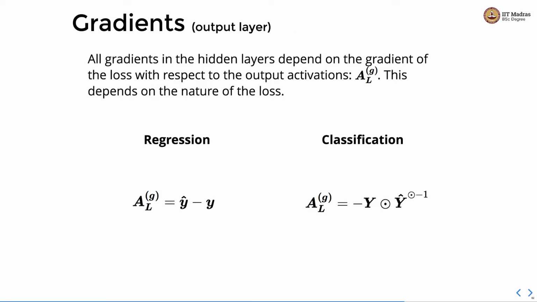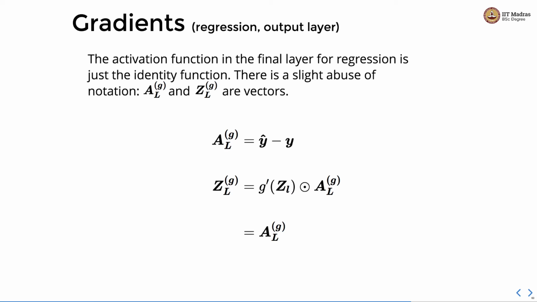All gradients in the hidden layers depend on the gradient of the loss with respect to the output activation ALG, and this depends on the nature of the loss. In case of regression, ALG is equal to y hat minus y, whereas in classification it is an element-wise product between the actual labels and the predicted labels. The activation function in the final layer for regression is just the identity function.